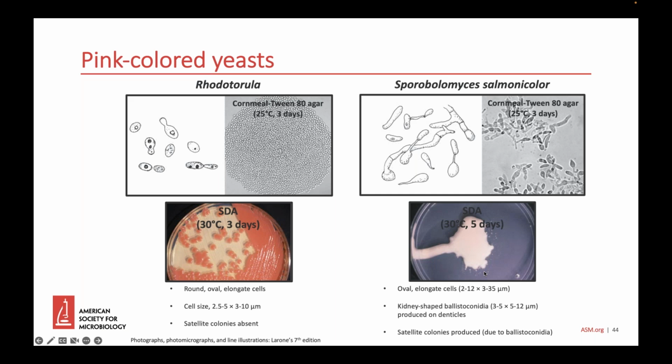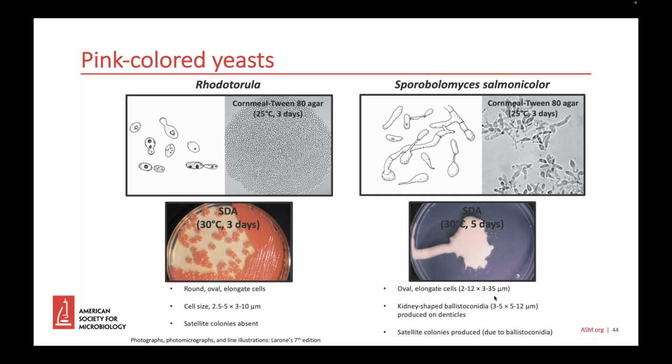That's due to the fact that this organism produces ballistoconidia, not blastoconidia, ballistoconidia, where they're forcibly discharged through these appendages. And the ballistoconidia are these kidney bean-shaped structures. Also, the cells can be very elongated, up to 35 micrometers in size. So I think those two differentiate one another.